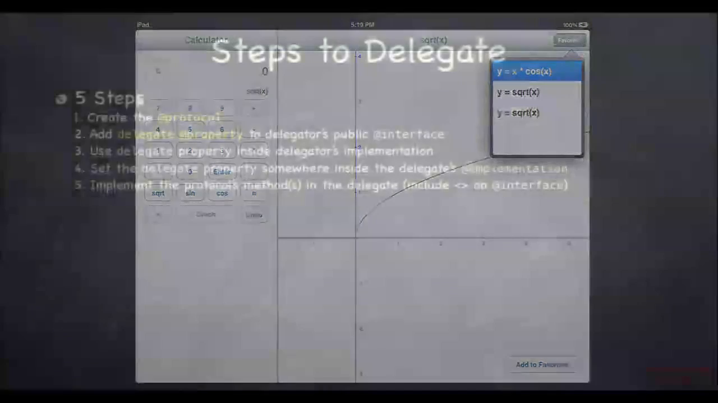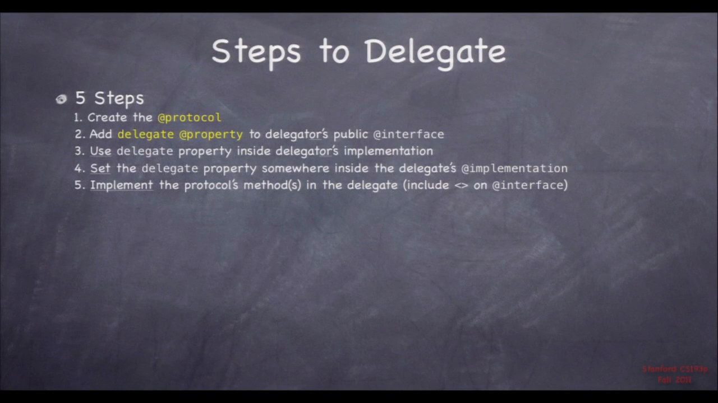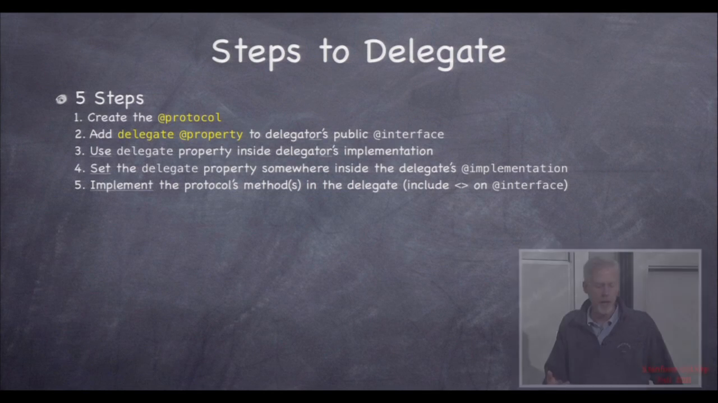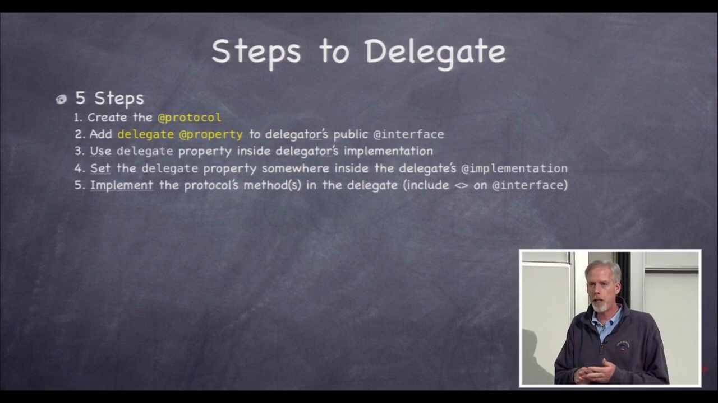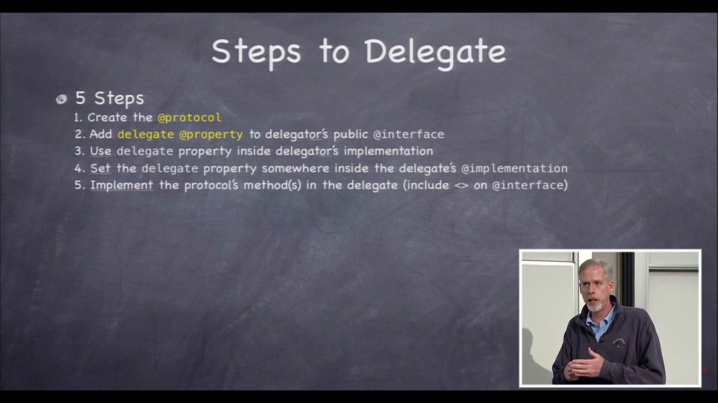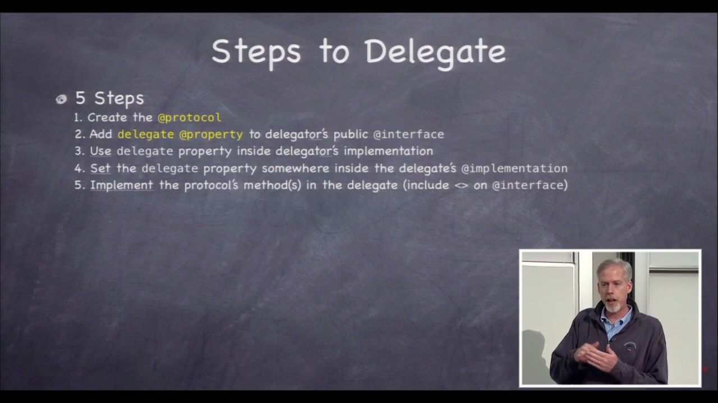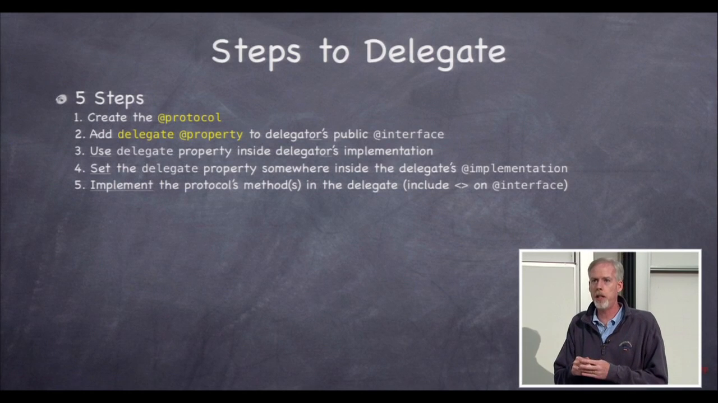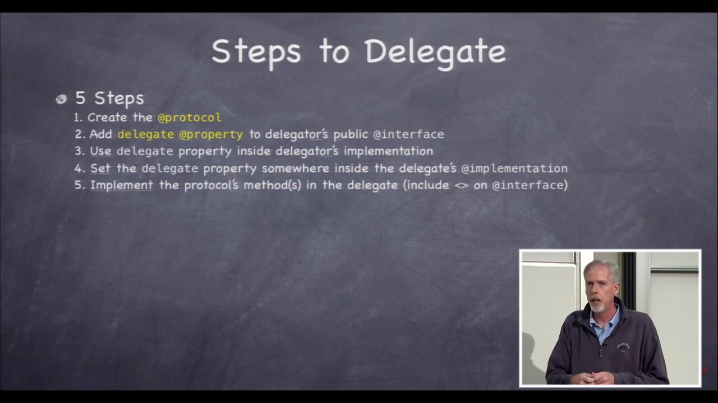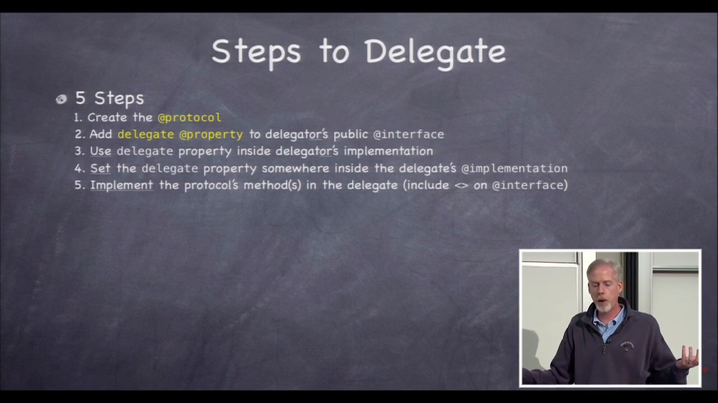All right, let me go over here to Keynote. The steps to delegation. There are 5 steps to delegation. 1, create the protocol that's going to be used to describe the delegation, what's happening, right? Everyone cool with that step? 2, you're going to add a property, usually called dataSource or delegate, in the delegator's public interface. The object that's doing the delegating obviously needs a property in its public interface.